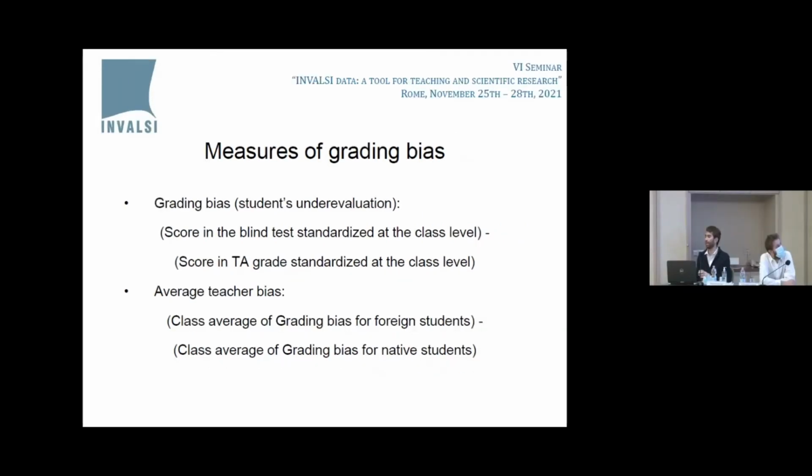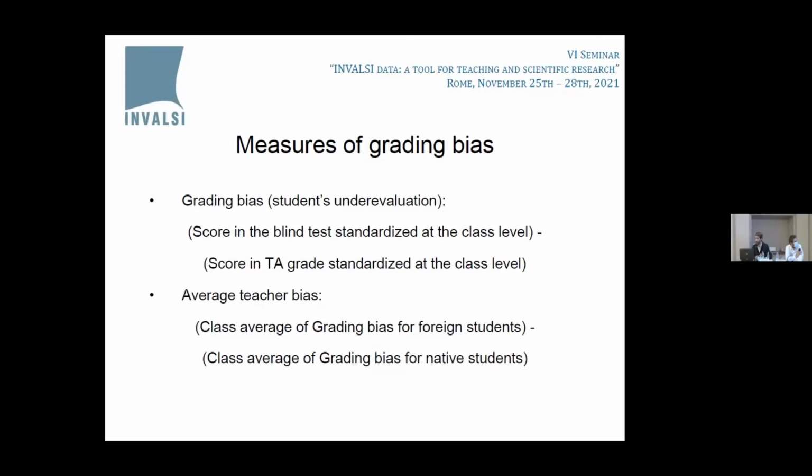So let's say that I am the average guy according to the teacher. If instead I'm not the average guy, but I am a bit better according to INVALSI, then I have a positive value. An alternative specification is instead with average teacher bias. In this case, I compare the class average of grading bias for foreign students with the class average of grading bias for native students. So this is more a measure pertaining to the class, the teacher.